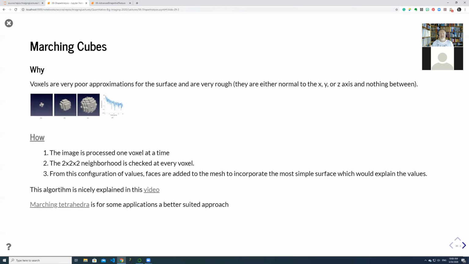Sometimes cubes are not the thing you need, so it's maybe better to use tetrahedra. They are actually more precise in describing the objects. In some cases, people are using that, and in other cases marching cubes, because it's easier to implement.